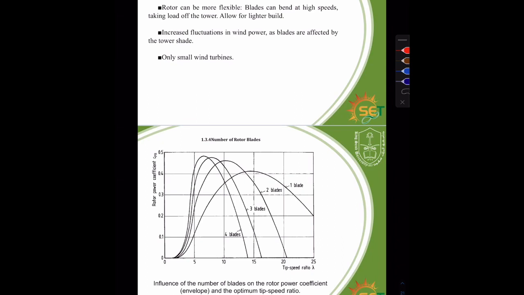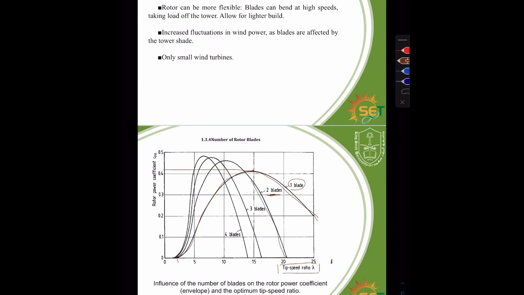Here we can see the relation between tip speed ratio and rotor power coefficient. For example, here we have the one blade turbine. As we can see, it has the widest range of tip speed ratio, but it's the lowest in power coefficient compared to two blades.